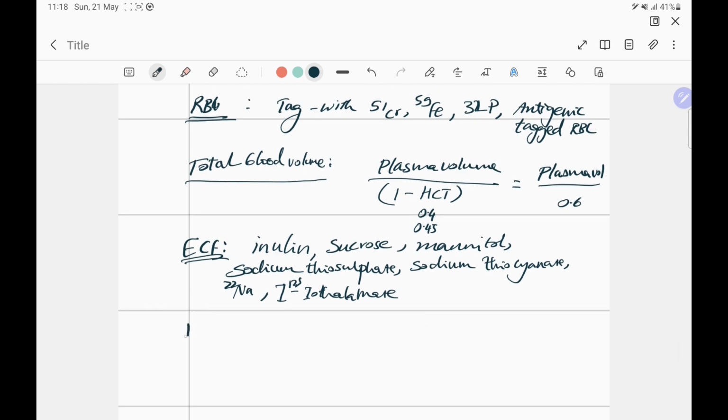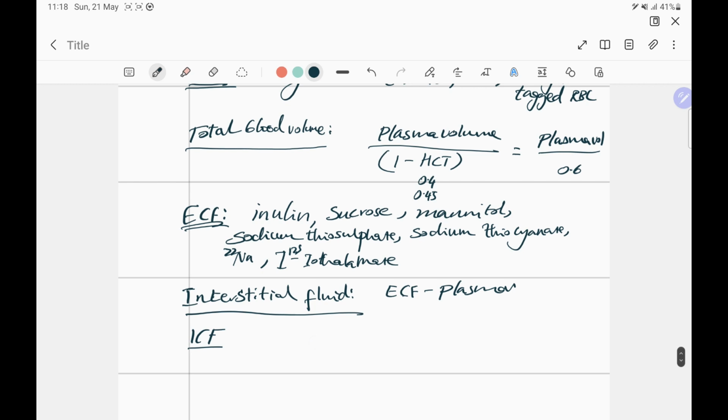Interstitial fluid, I told you, we can't measure it with indicator dilution method so easily. So for interstitial fluid, we take the ECF volume by using the above mentioned indicators minus the plasma, and then we have intracellular fluid. Again, we can't measure this with our normal indicators. So what we do is we take total body water, and then we subtract the ECF from it, which we again calculate with the indicator dilution method.